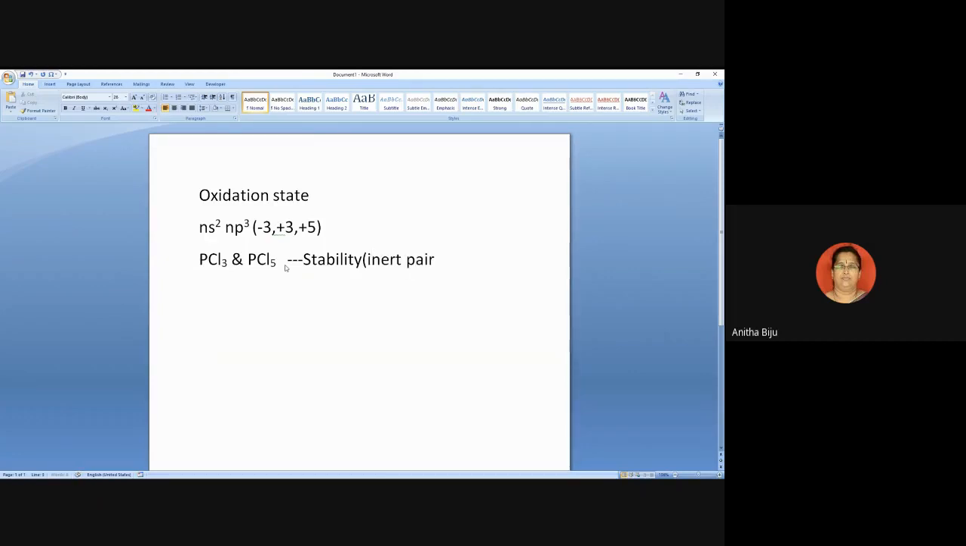Anybody remember that? It is called the inert pair effect. This is what the inert pair effect is: the tendency of the bonded atom to enter into bond formation is less. The reluctance of the s electrons to enter into bond formation. This is called the inert pair effect.